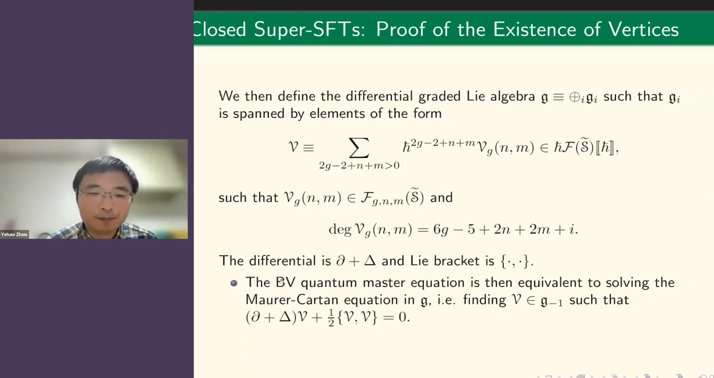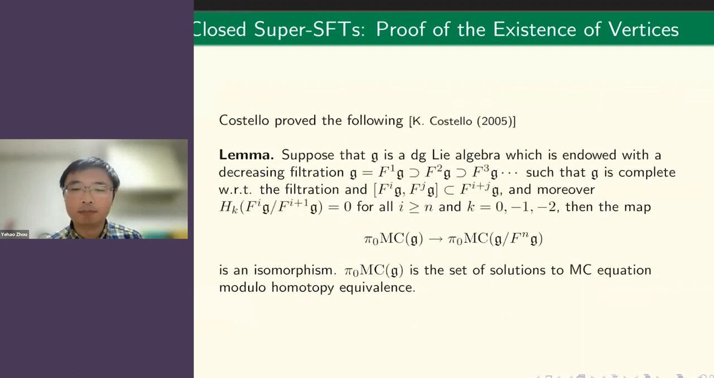Then the point is that the BV quantum master equation is equivalent to solving the Maurer-Cartan equation in this differential graded Lie algebra G. In other words, we are looking for a V in the minus one degree. And a crucial part of the proof is this lemma, which shows up in Costello's paper, which states as follows.